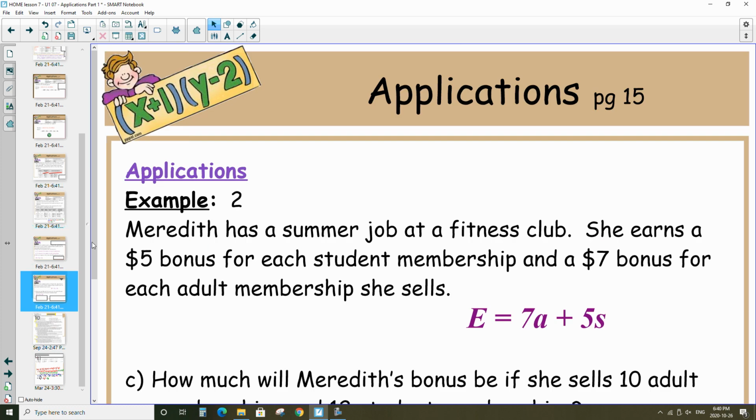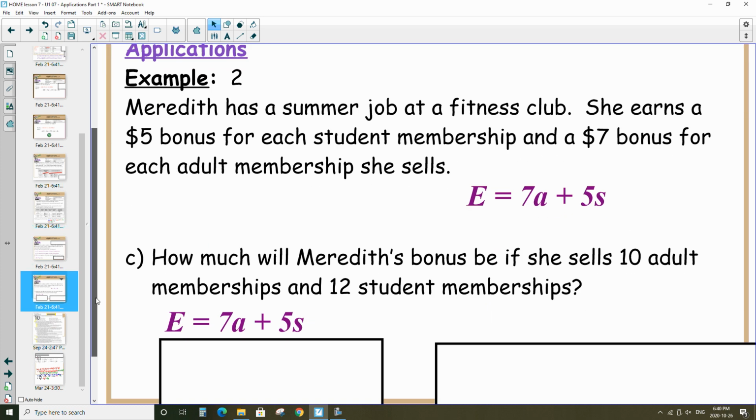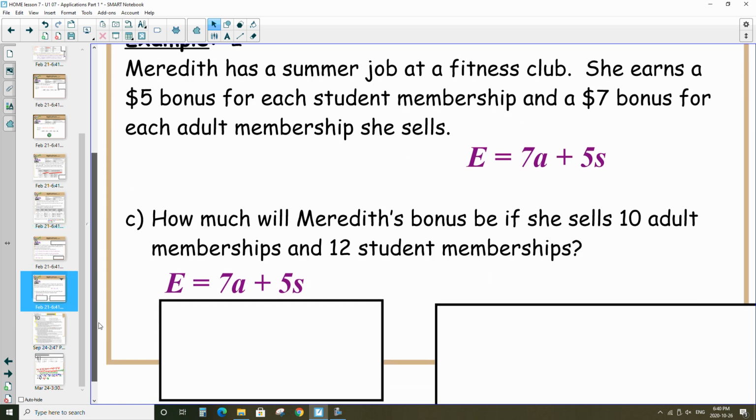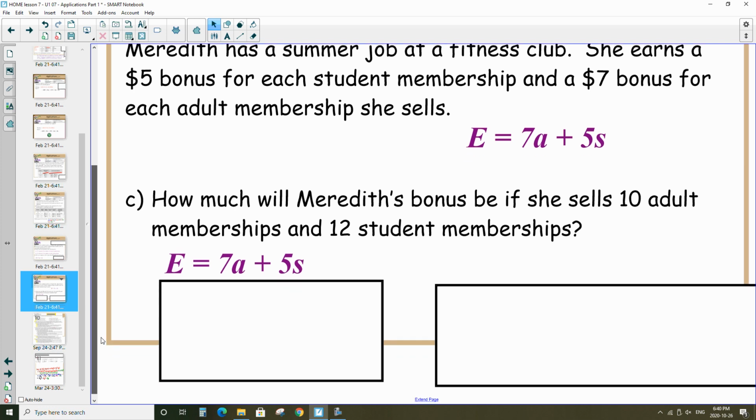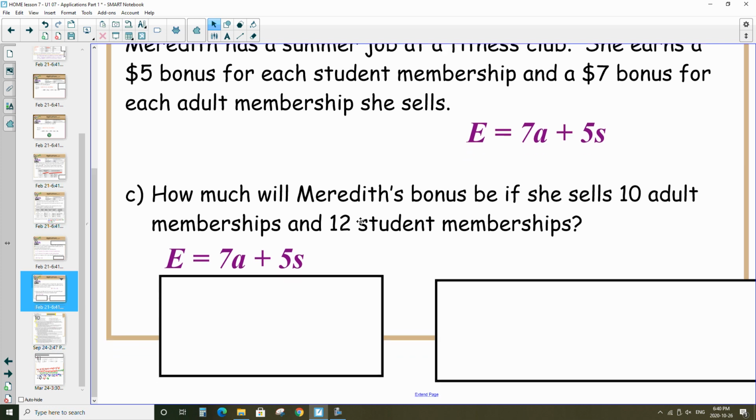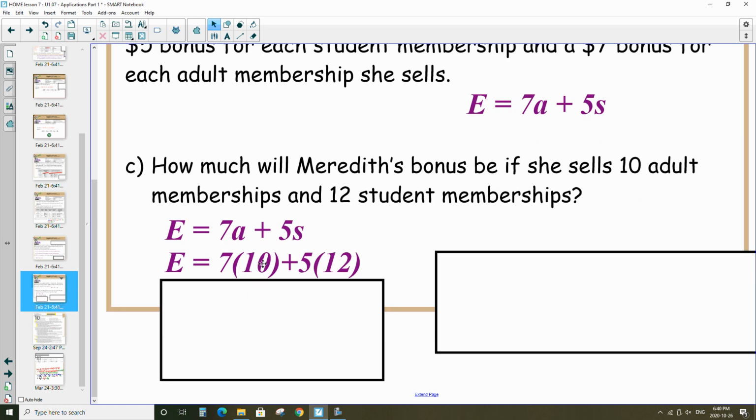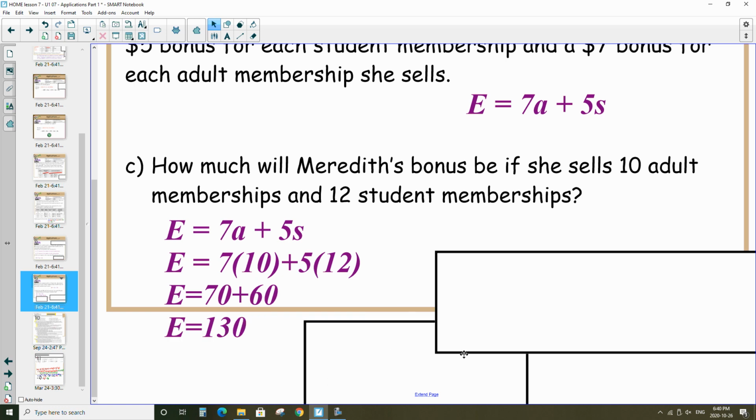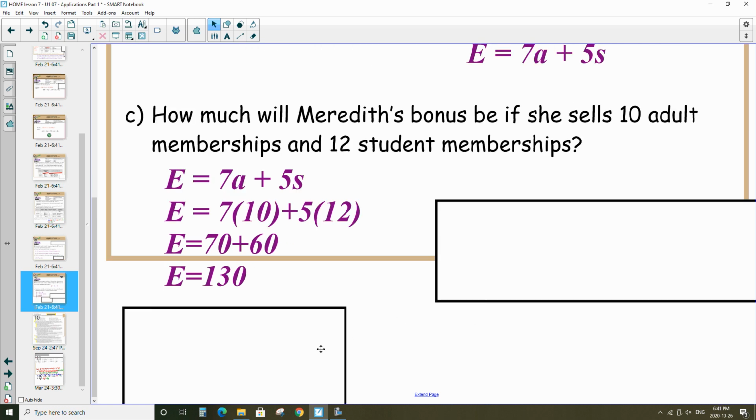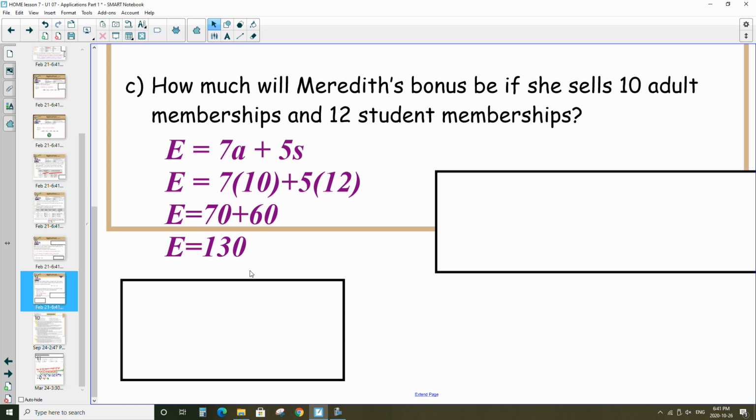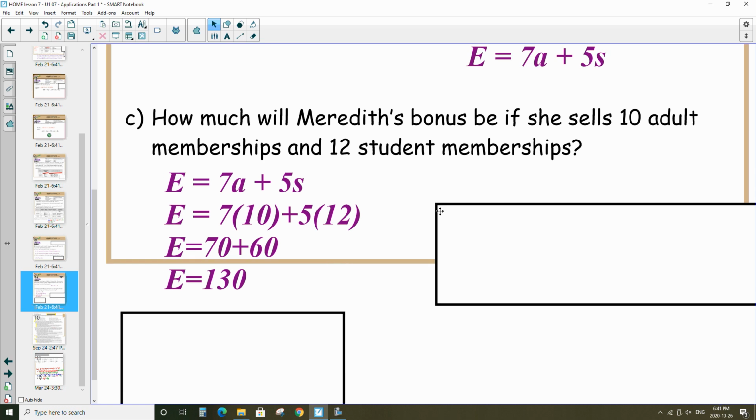Okay, we've done that. So C. How much will Meredith's bonus be if she sells 10 adult memberships and 12 student memberships? So now you can go ahead and replace the A with 10, the adult memberships. So replace the A with 10 and replace the S with 12. Multiply 7 by 10 and 5 times 12, and then add them together. So if she sells those memberships, she will earn $130 for her bonus.